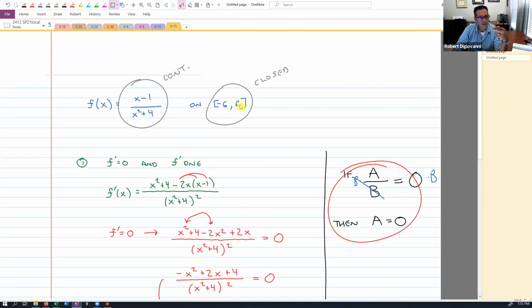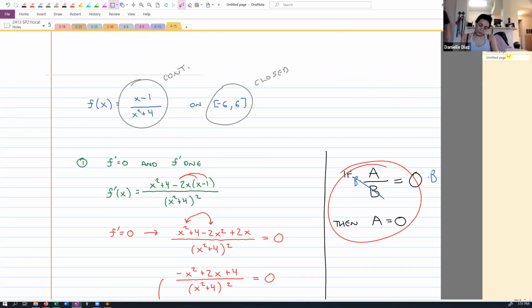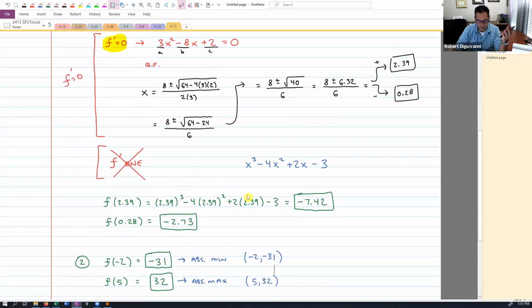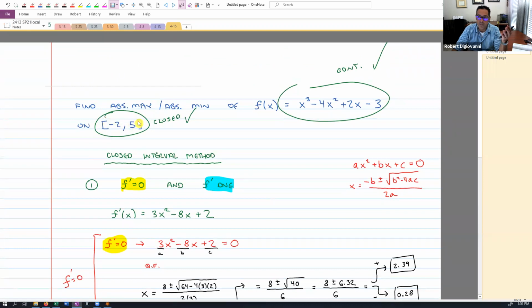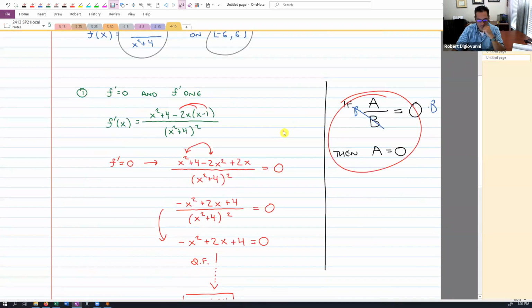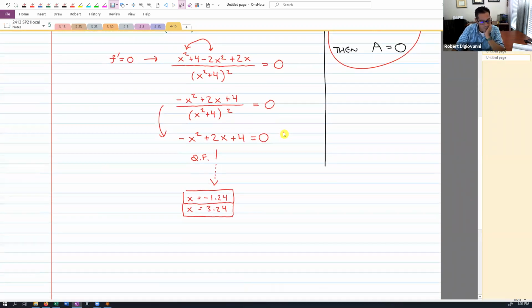Does that make sense? Yes, sir. The previous two problems, same thing happened. We had two critical numbers here, 2.39 and 0.28. Those were both in here. So we'll just want to pay attention to that.